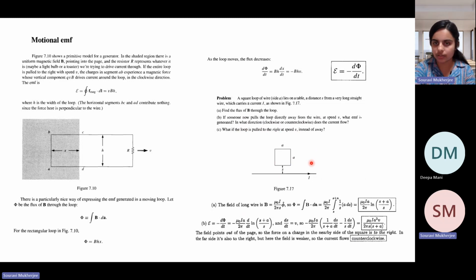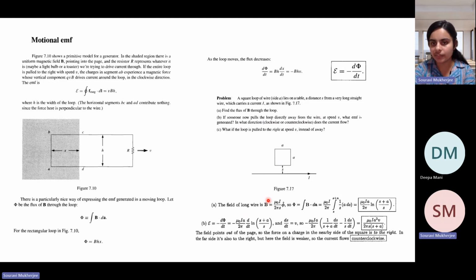Pulled along this direction, parallel to the direction of the current. What would happen then? Can you tell me what would happen? Any idea? So the basic idea here is that for current or EMF to be generated, you need the flux to change, right? So here, when you are moving the loop in this direction, what would happen? Your flux everywhere would remain the same.